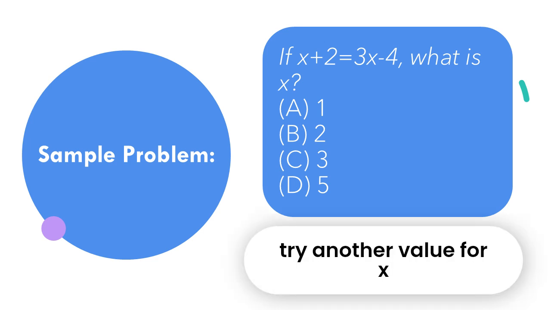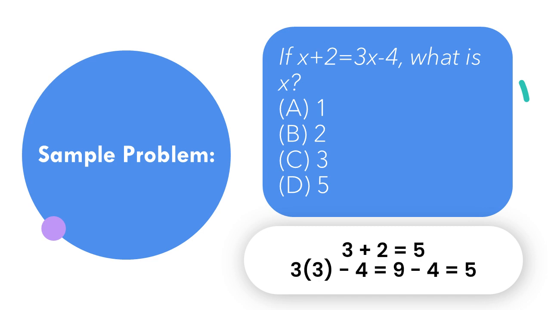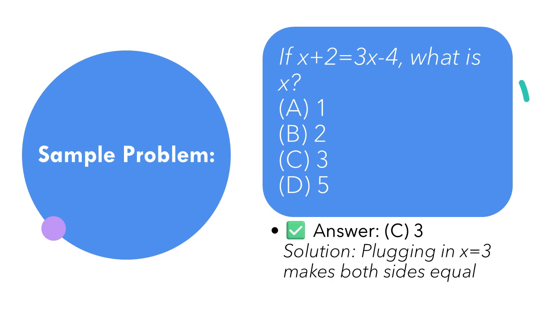Step 3. Try x equals 3. Left side, 3 plus 2 is equal to 5. Right side, 3 times 3 minus 4 is equal to 9 minus 4, which is equal to 5. Yes, 5 is equal to 5. So x equals 3 is the correct answer. Final answer, x equals 3.